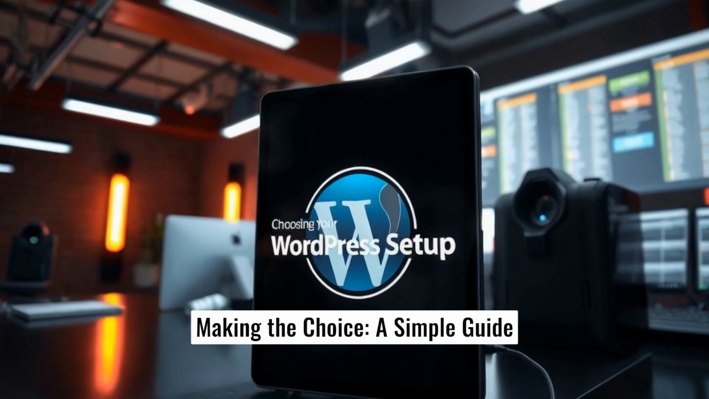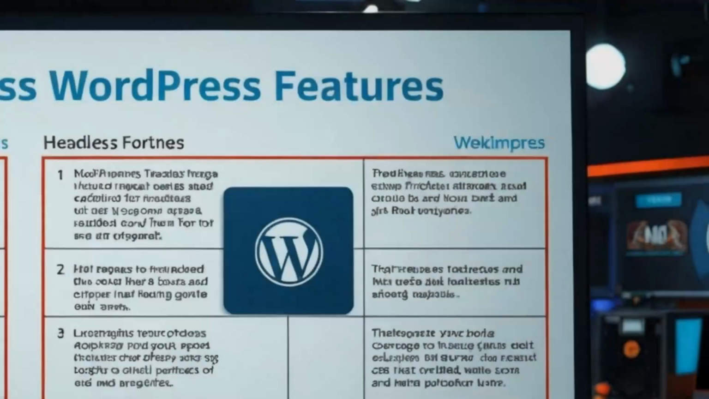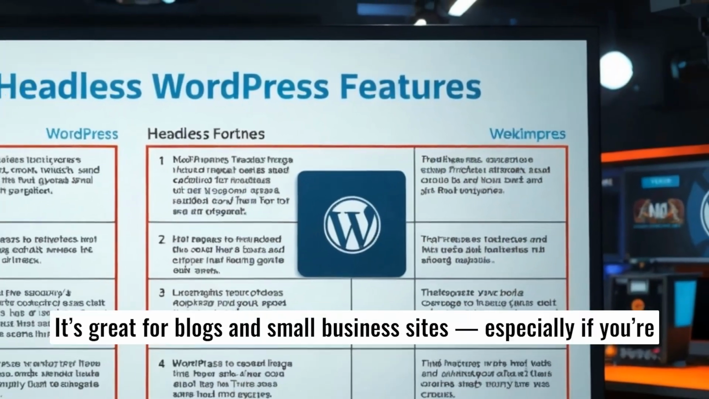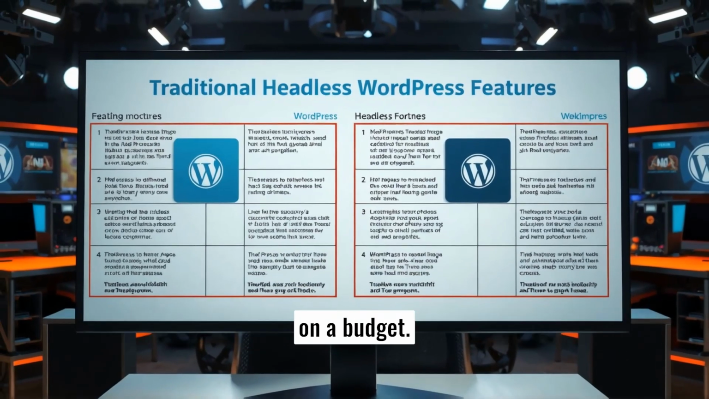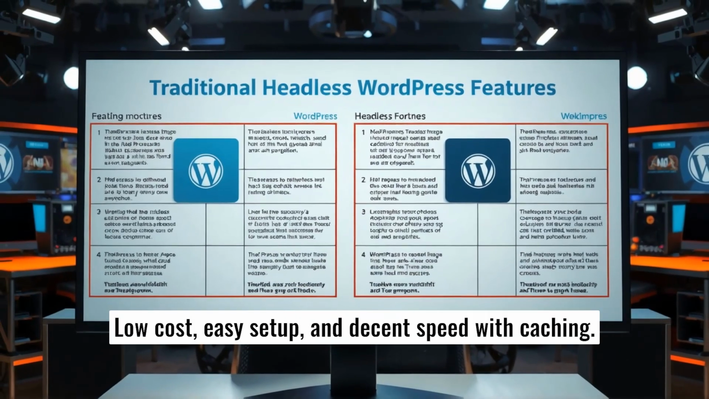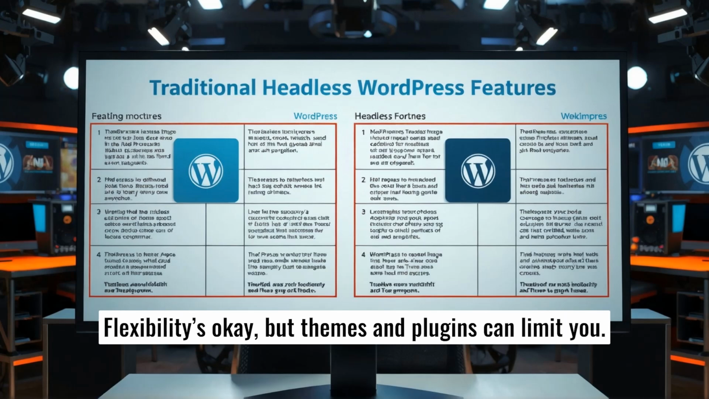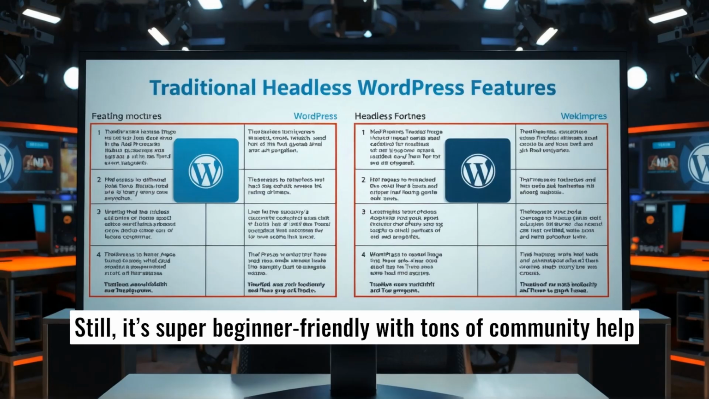Making the choice, a simple guide. Traditional WordPress. It's great for blogs and small business sites, especially if you're on a budget. Low cost, easy setup, and decent speed with caching. Flexibility's okay, but themes and plugins can limit you. Still, it's super beginner friendly with tons of community help.